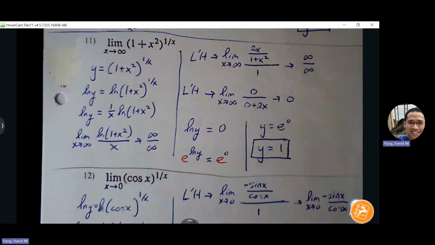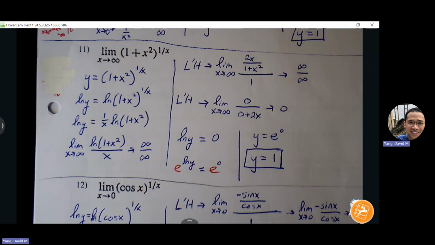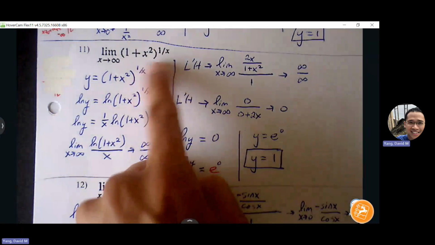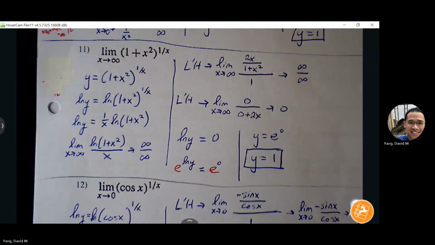Okay, 11 and 12 follows very much the same idea here. Variable raised to the variable. So take natural log of both sides.